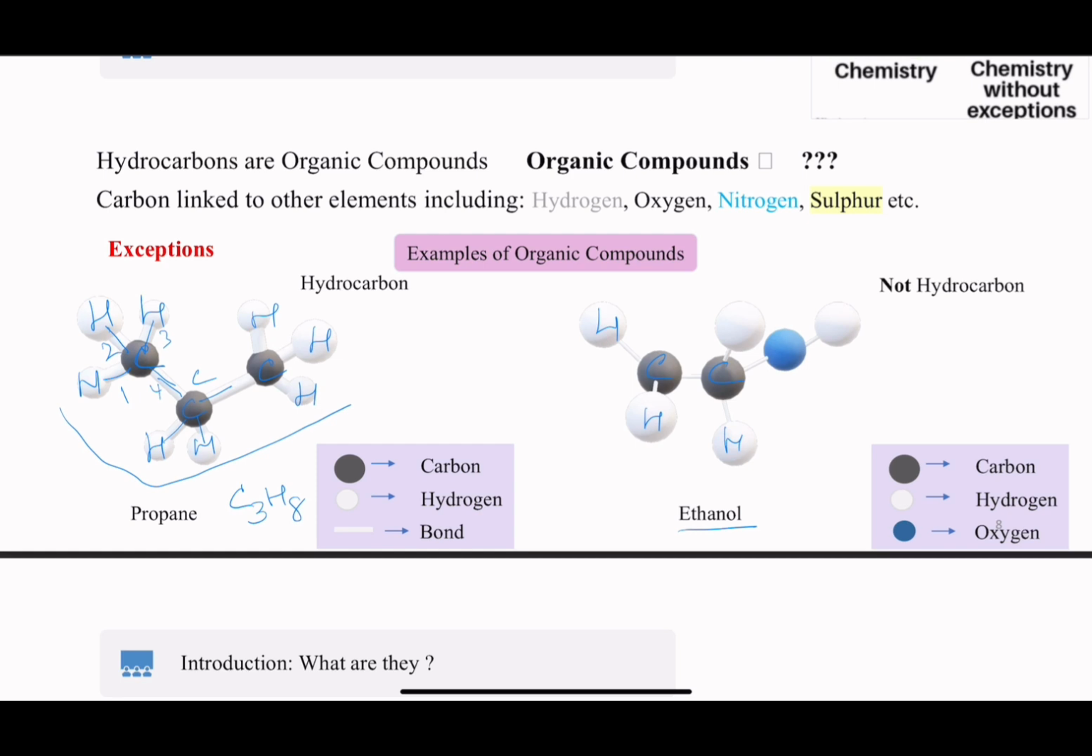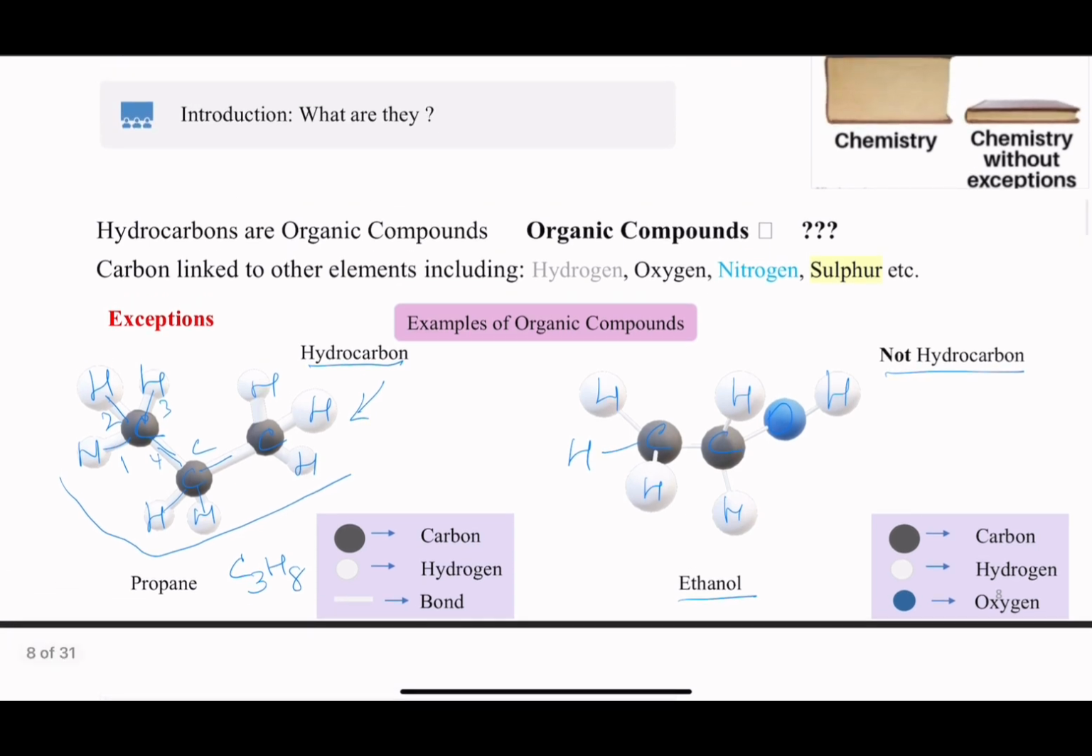And there's actually another hydrogen behind the back. It's not visible. We have another hydrogen, and then we have oxygen here. This is ethanol. So it shows that it is not a hydrocarbon, but this guy on the left is a hydrocarbon.